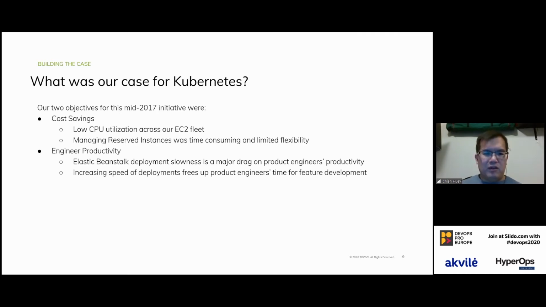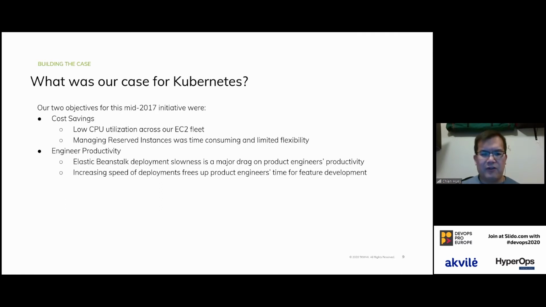So we want to increase the utilization and lower our costs, right? Use our infrastructure more efficiently. In terms of, we did have one lever to push, which is reserved instances, but at the time it's a bit time consuming. And as I'll get into later, there's limited flexibility in how to do that.